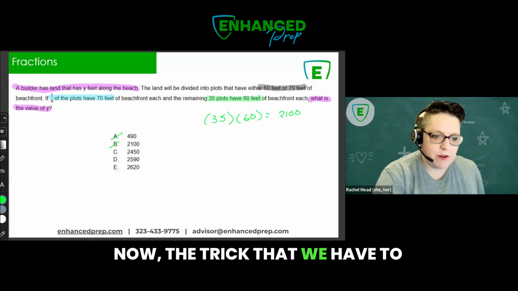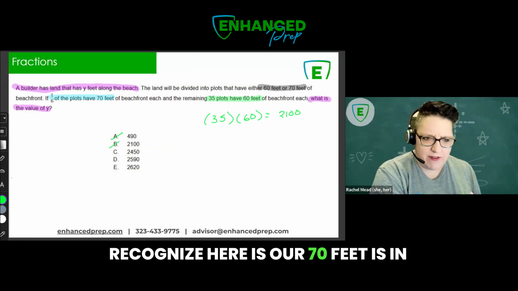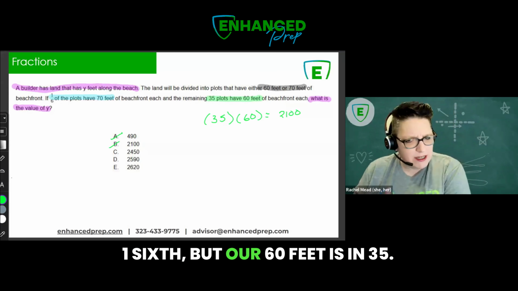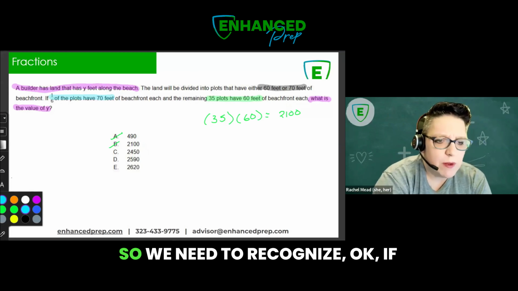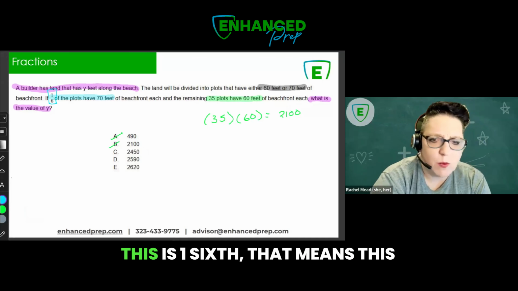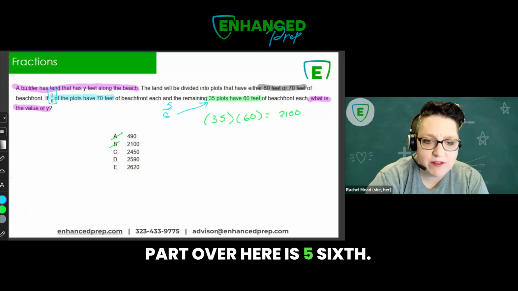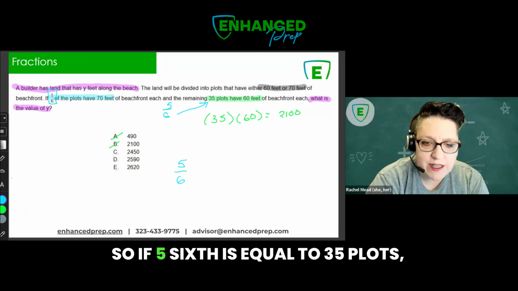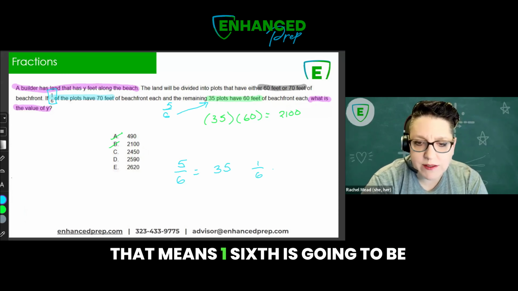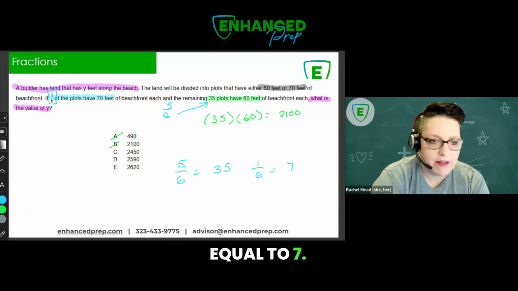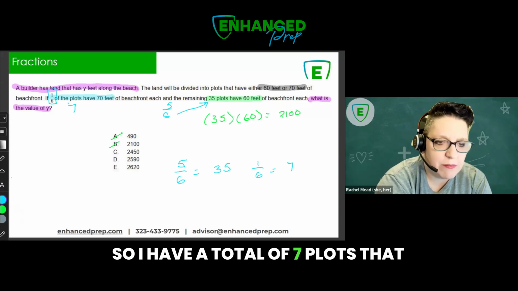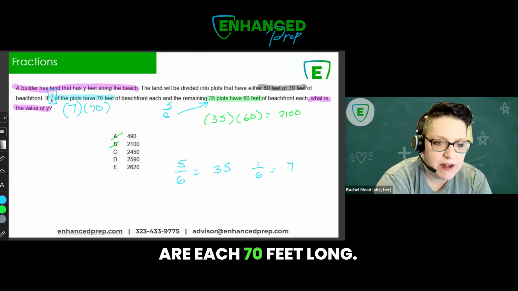Now, the trick that we have to recognize here is our 70 feet is in 1/6, but our 60 feet is in 35. So we need to recognize, okay, if this is 1/6, that means this part over here is 5/6. So if 5/6 is equal to 35 plots, that means 1/6 is going to be equal to 7. So I have a total of 7 plots that are each 70 feet long.